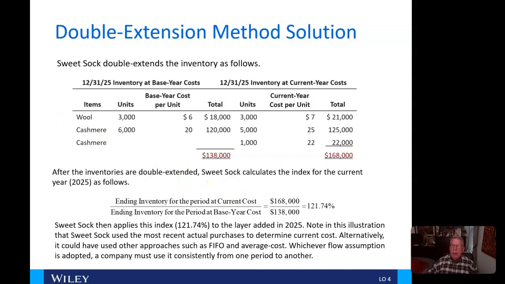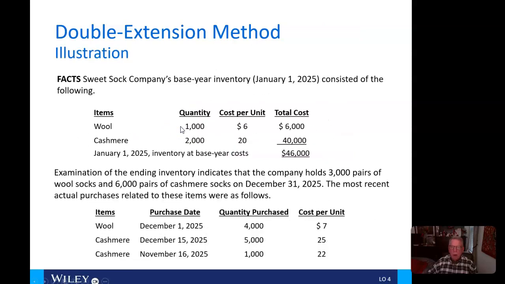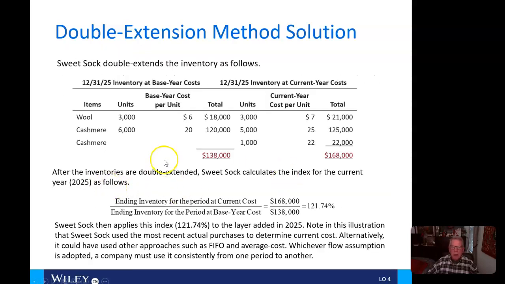So now, if we double extend here, our wool is 3,000 units and 6,000, and our base year costs were $6 and $20. You'll remember here, now we've upped that to the ending inventory of $3,000 and $6,000. But now that's going to be valued at the base year costs, for an actual total of 138,000. So we do the same thing for our current cost and we get 168,000.